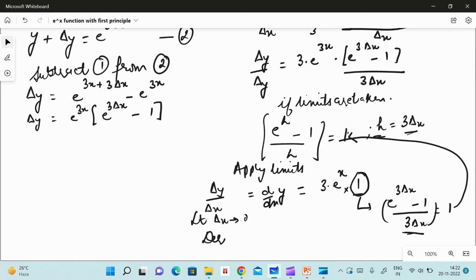So instead of writing this, I will write this. What is my derivative? The derivative of e power 3x equals 3 into e power 3x.